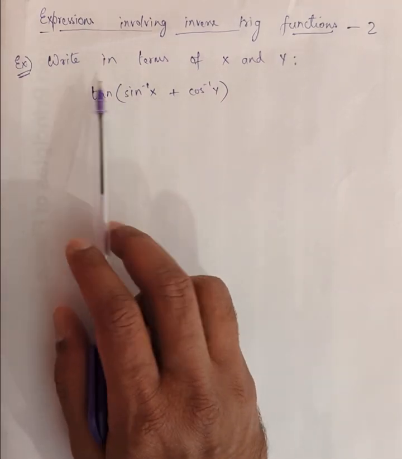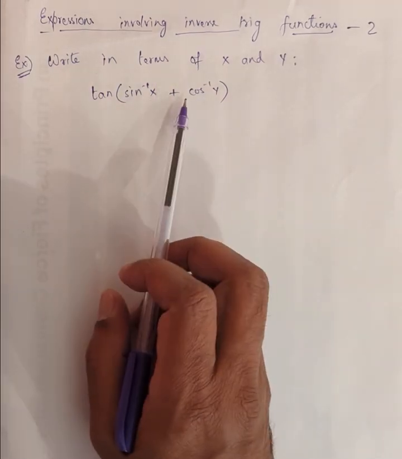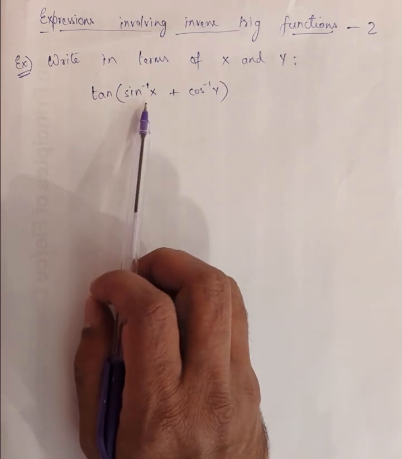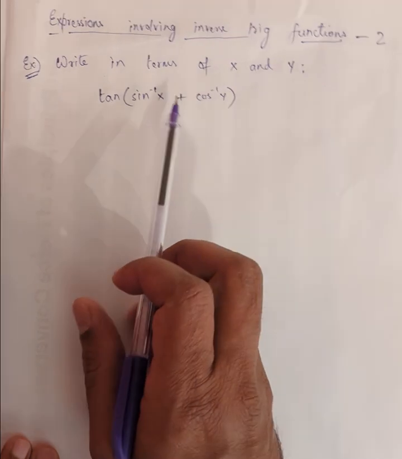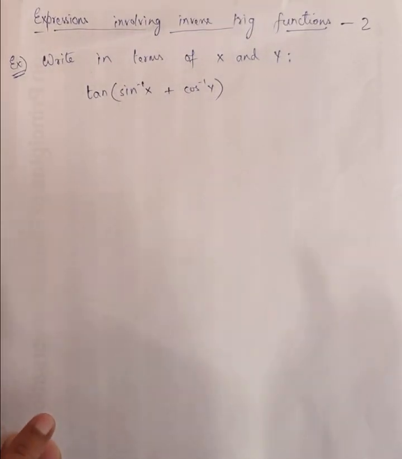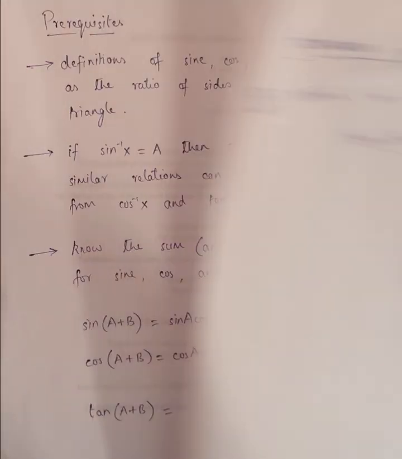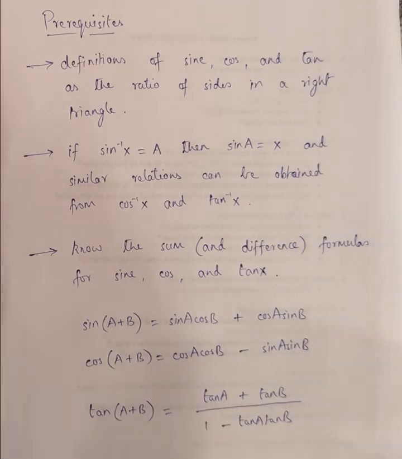This problem asks us to write in terms of x and y: tan of sine inverse x plus cos inverse y. In order to do this problem, we need to know a few things. So these are the prerequisites.